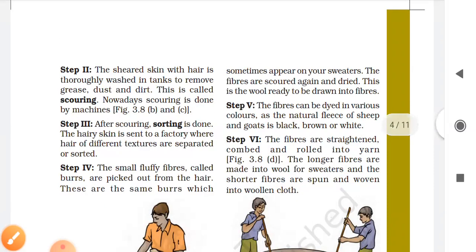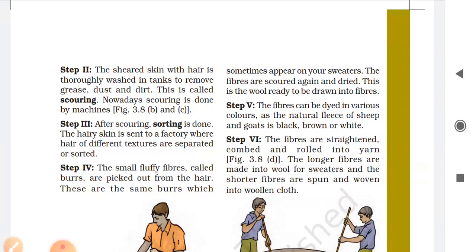Step 2. The sheared skin with hair is thoroughly washed in tanks to remove grease, dust and dirt. This is called scouring. Nowadays scouring is done by machines. Step 3. After scouring, sorting is done. The hairy skin is sent to a factory where hair of different textures is separated or sorted.